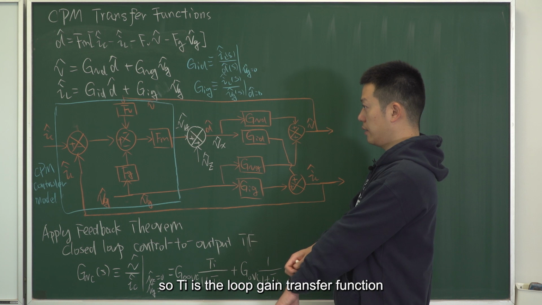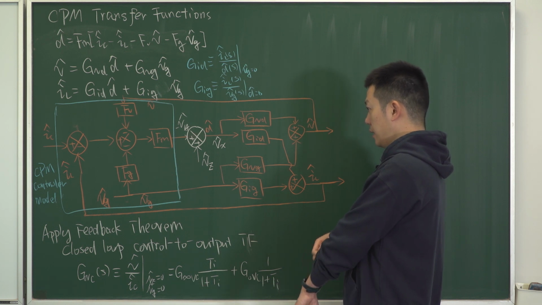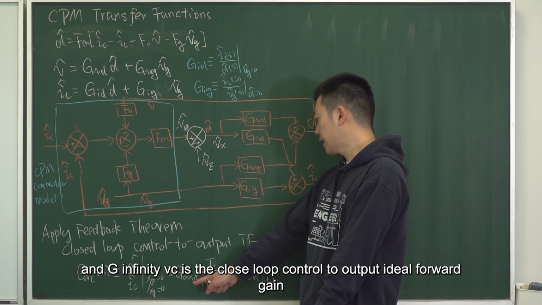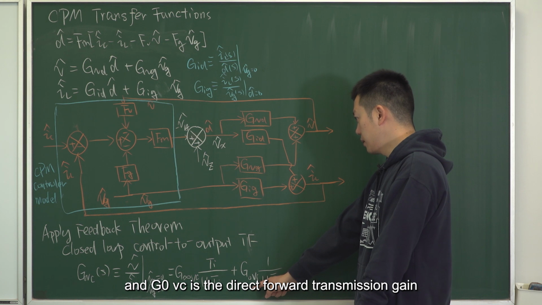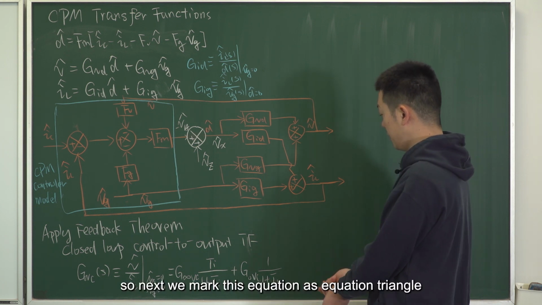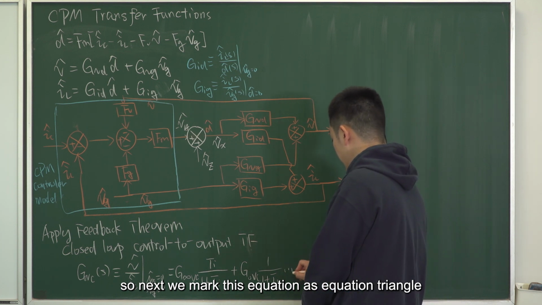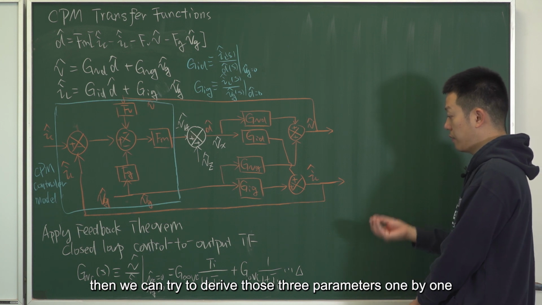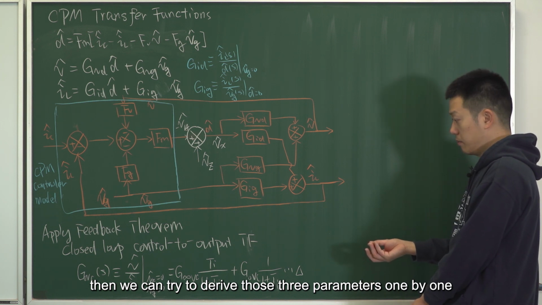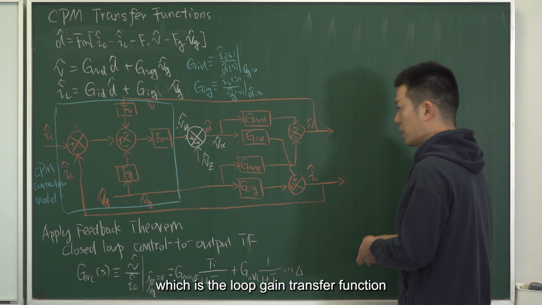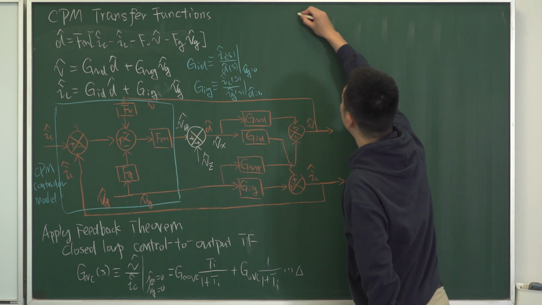So Ti is the loop gain transfer function. G infinity Vc is the closed loop control to output ideal forward gain. And G0 Vc is the direct forward transmission gain. So next we mark this equation as equation triangle. Then we can try to derive those three parameters one by one. First, let's look at Ti, which is the loop gain transfer function.